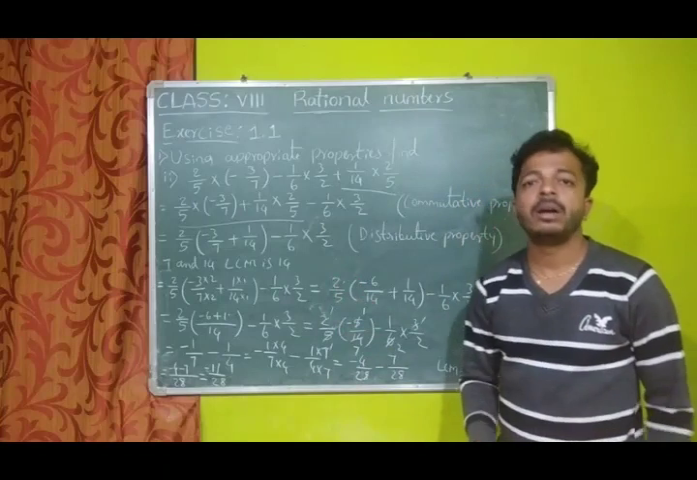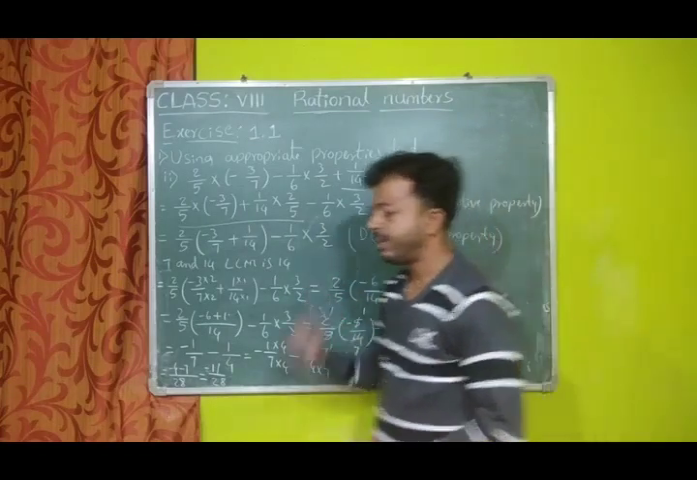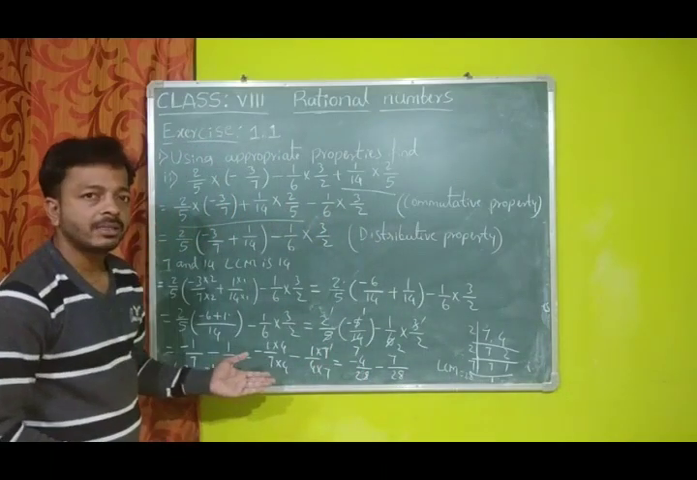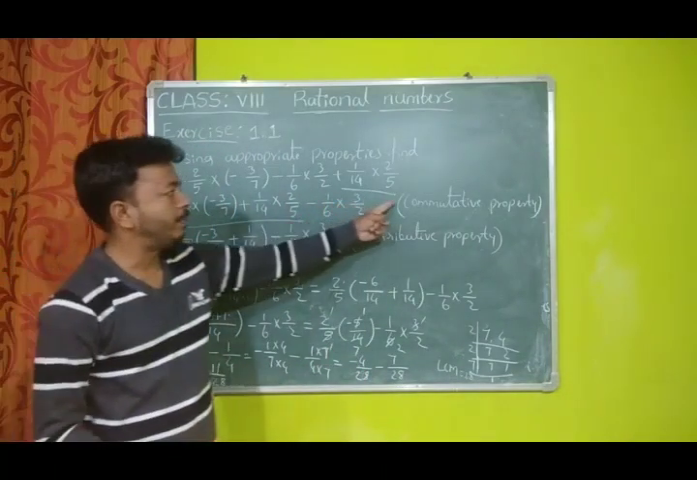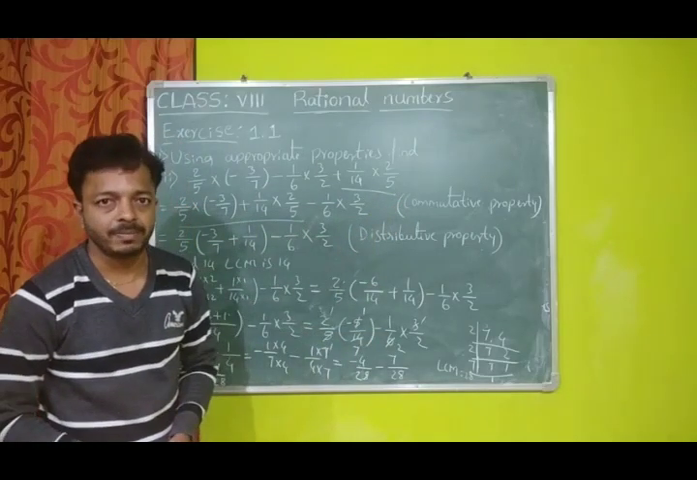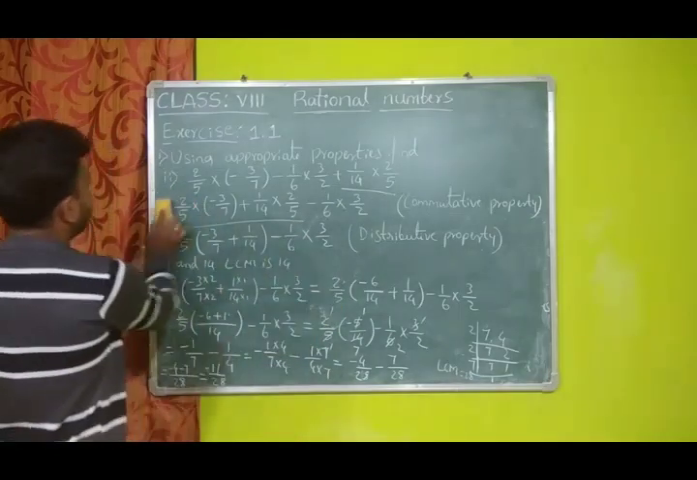Like this, you have to practice examples like this. Understood? This is our first question. We can move to the second question. Any doubt in this? Only two properties here, commutative property and distributive property, and cancellation. Understood? So now we will move further. Second example.